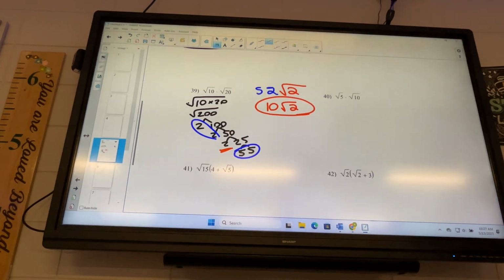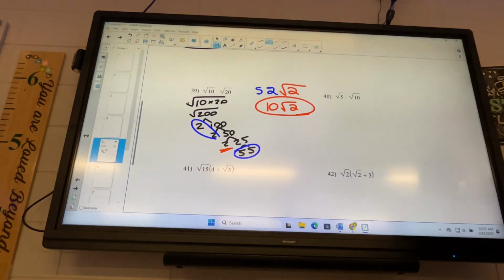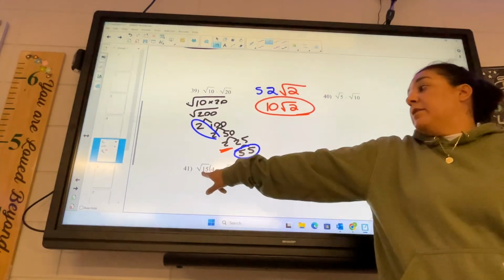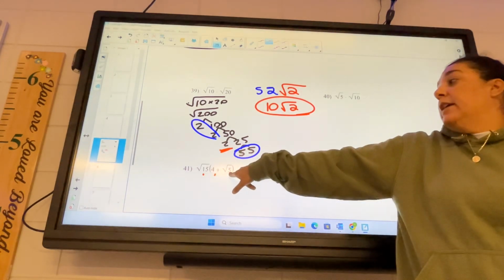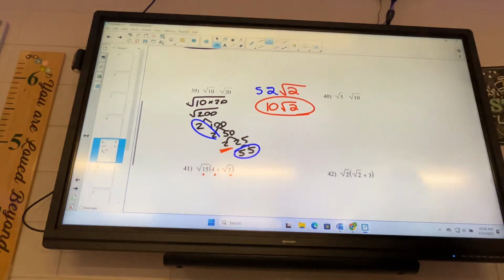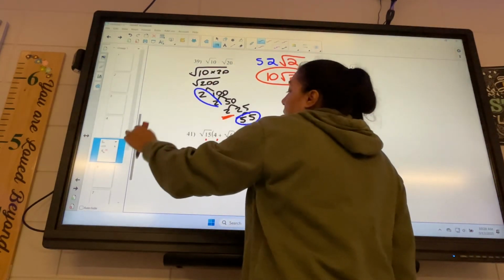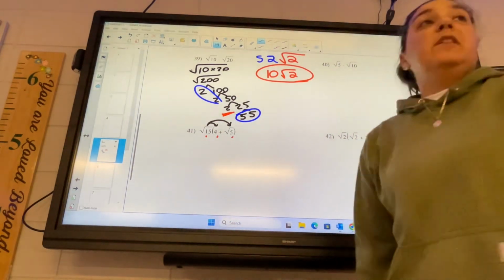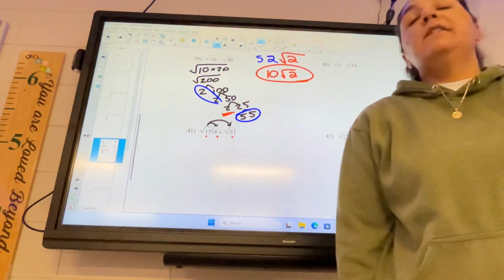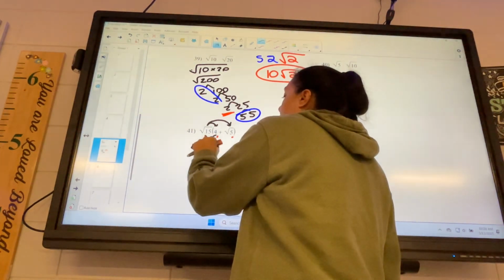Okay, 41. The inside pieces go with the inside pieces. The outside pieces go with the outside pieces. So, is this an inside piece or outside piece? Inside. What's this one? Outside. This one? Inside. Either way, you still got to go like this. So 15, is that inside or outside? Inside. What about the 4? Outside. So for this first part, it's going to be 4 square root 15.